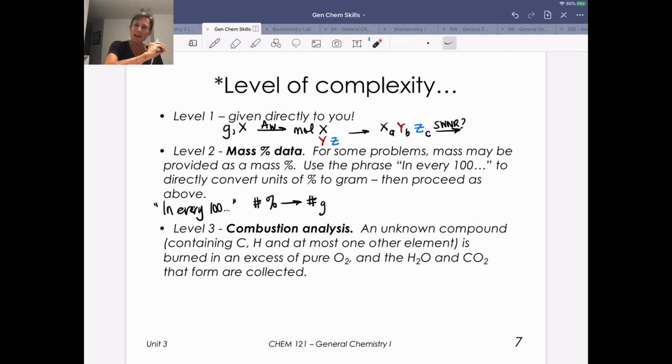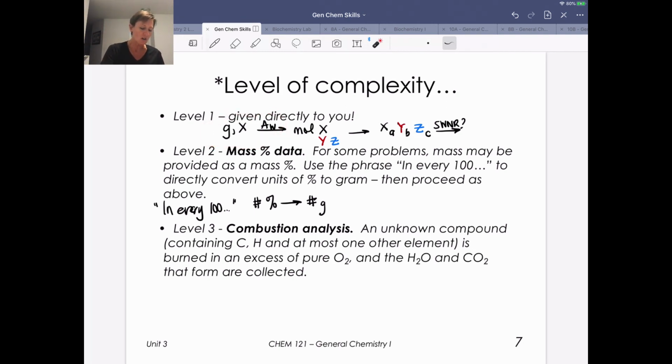So it's just a little bit extra work to understand that percents can be converted into grams by making the assumption and saying the phrase in every 100. This is a really important skill that's going to have application beyond just this. When we have percents, they don't have units. But if we say in every 100, we can convert it into something that has units that we can then use. Okay? Just going to introduce how this challenge problem works. It's just one more step removed to get us to mass amounts.